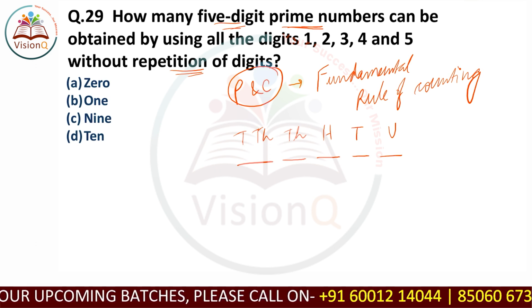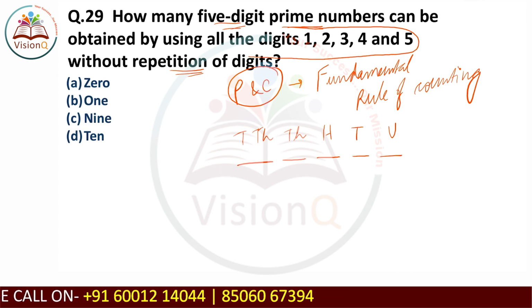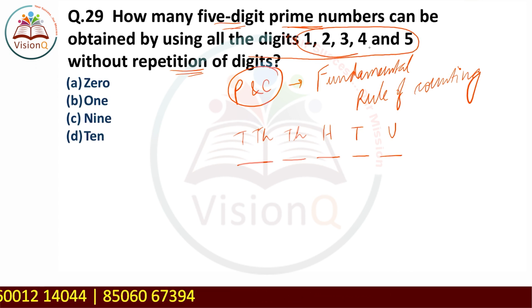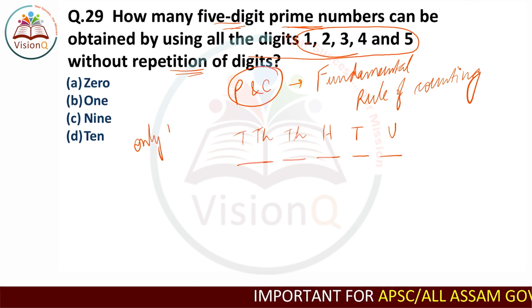Now, I need to form 5-digit numbers by using the digits 1, 2, 3, 4, 5 without repetition. Okay, digits should not be repeated. Now, a prime number should be divisible by only 1 and itself.